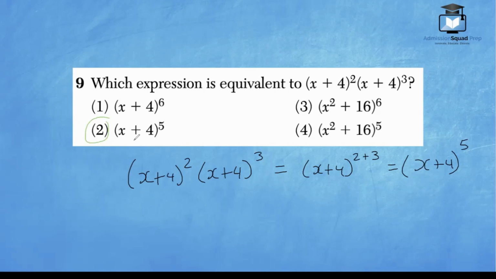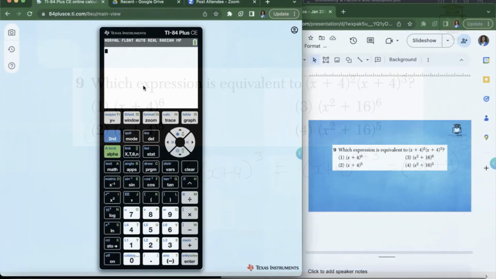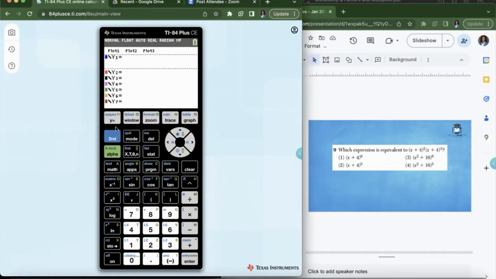I'd like to show you a way that you can determine equivalence using the graphing calculator. So to determine equivalence, we're going to treat each one of these expressions as its own function. Let's head on over to y equals and we're going to test out which answer choice is going to be correct. We'll start by entering the initial expression right at the top.